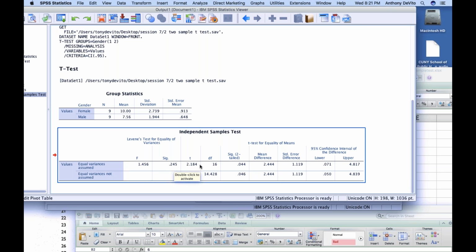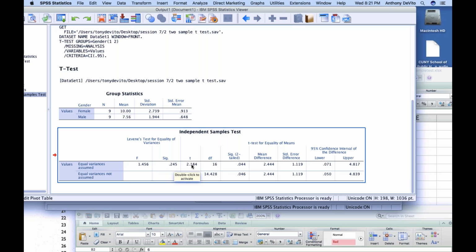So what does the t-score come out being? The t-score comes out to be 2.184. How many degrees of freedom is it? The degrees of freedom is equal to 16: 9 and 9, 18 minus 2 is 16. That's where it got that.